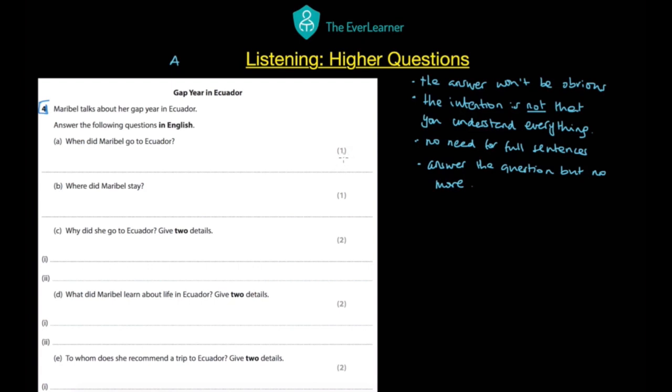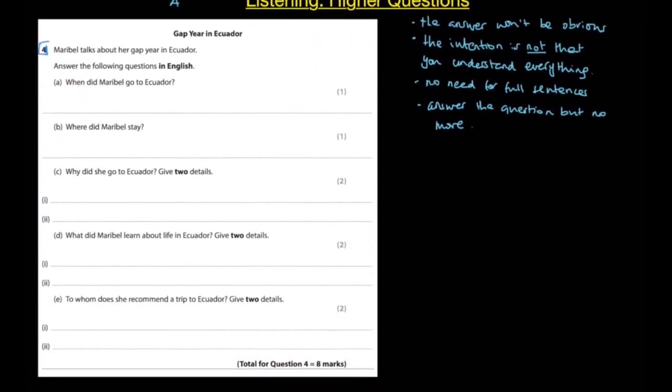Also, of course, pay attention to how many marks each question is worth so that you know how much or how little detail you have to give. So we're going to start looking at the question and start thinking how we could tackle this question.